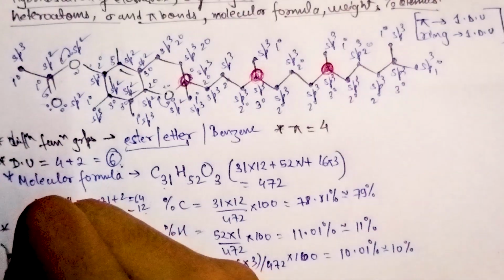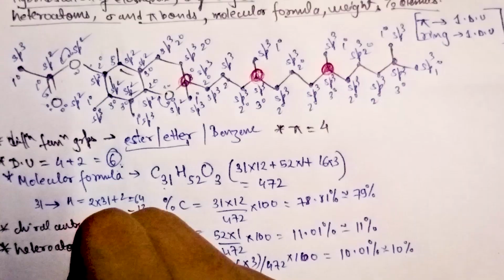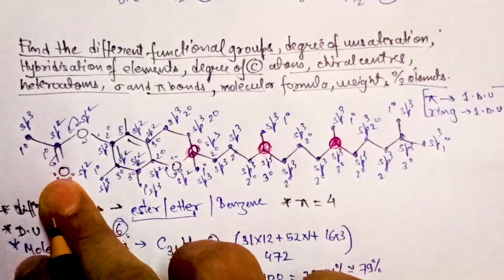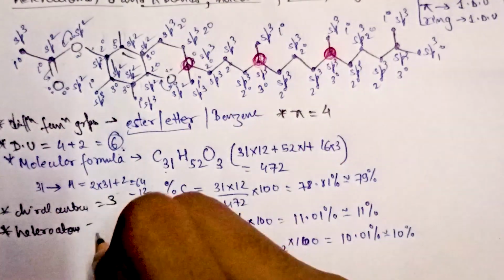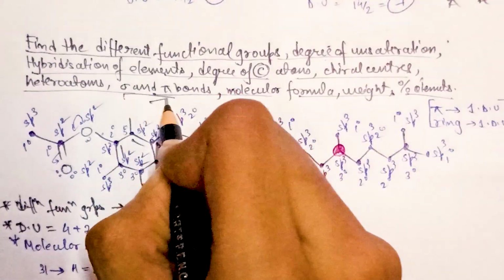Next it is asking about heteroatoms. Heteroatoms are the different types of atoms, except carbon and hydrogen, present in the molecule. So only oxygen is present, so there are 3 heteroatoms, 3 oxygen atoms. Now the last part is sigma and pi bonds.